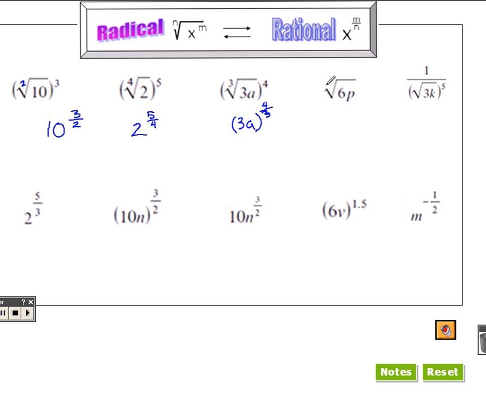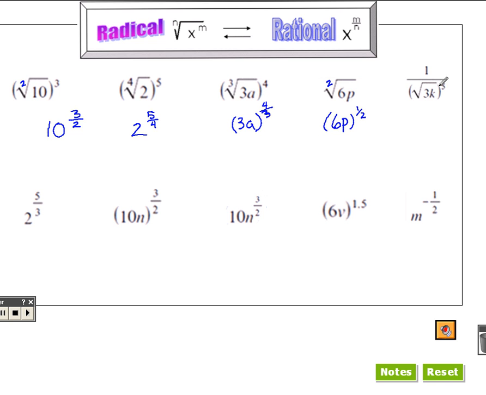Here, again, there's no index, so I know that that is a 2. It's a square root. So again, this whole thing, 6p to the 1/2 power. Notice there wasn't any number or power here, so this is really p to the 1 and 6 to the 1, so it becomes 1/2.